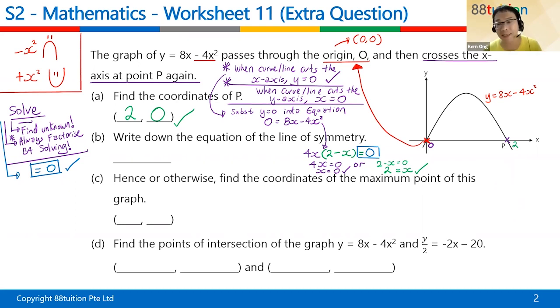All right. So it's the same thing. The line of symmetry is like the center part whereby, look here, can you see?